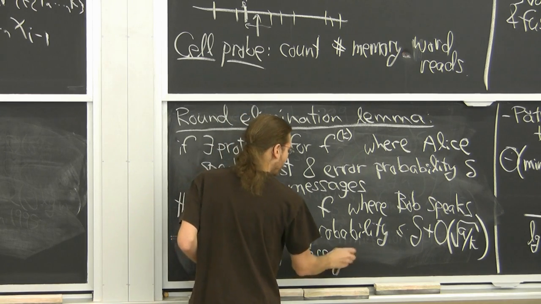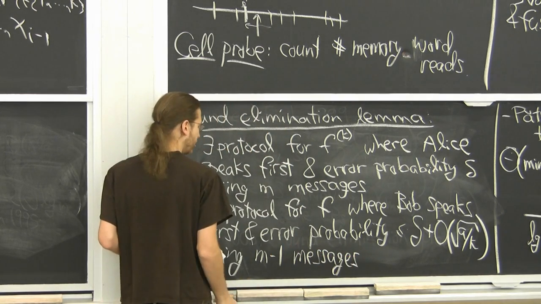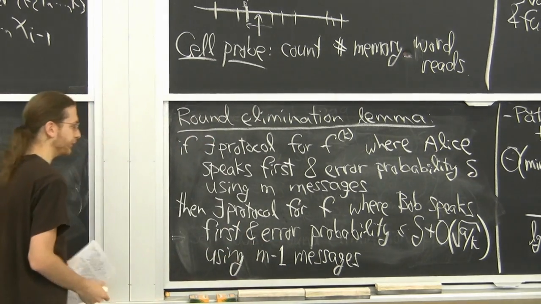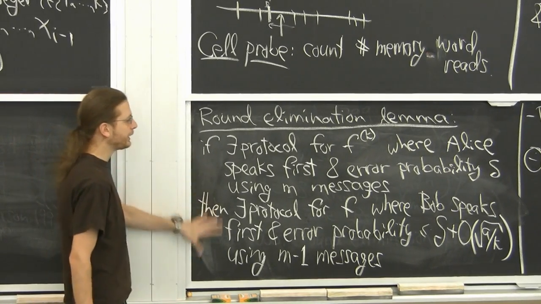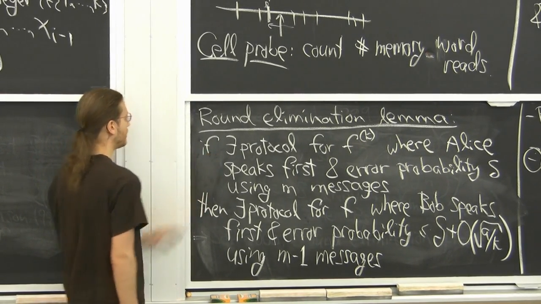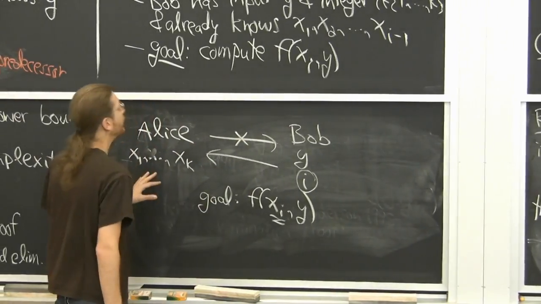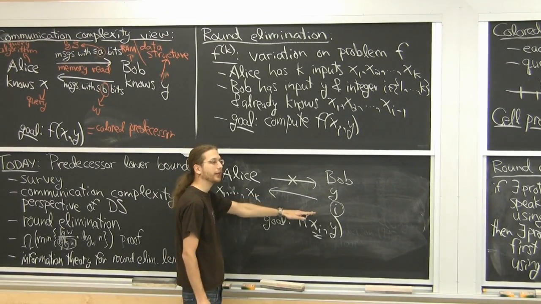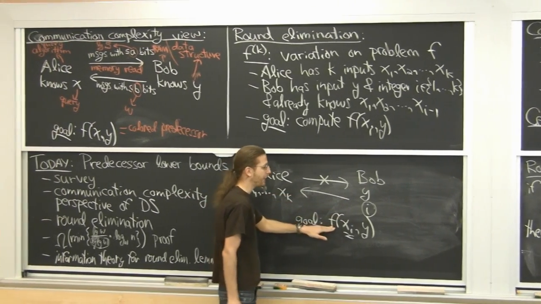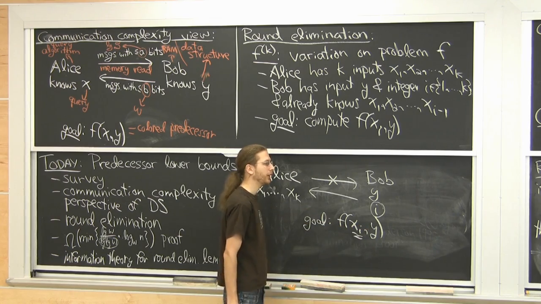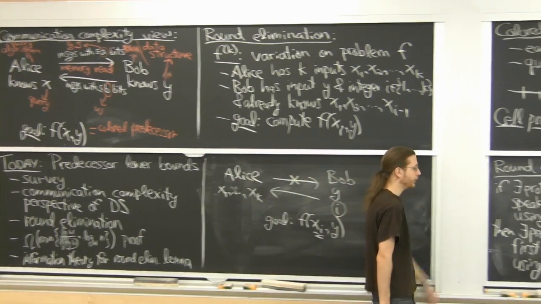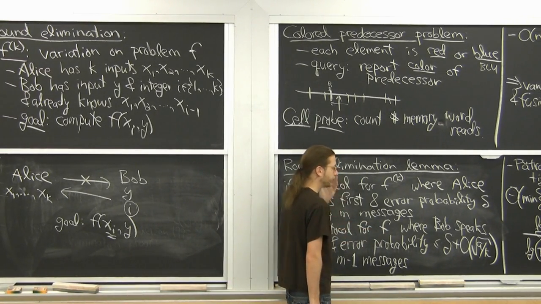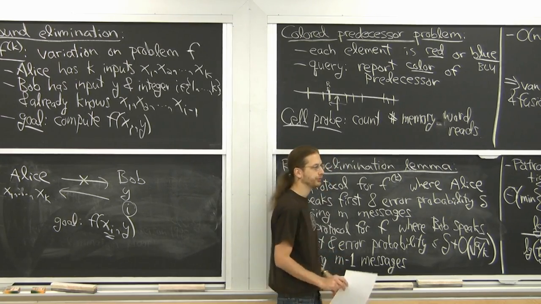Ultimately we care about rounds, which are pairs of messages, but we're going to count messages and then, of course, divide by 2, you get rounds. So the idea is you can eliminate that first message that Alice sent. The difference is before you were solving this f to the k problem. If you start with Bob, then of course you know what i is, and so then your problem just reduces to computing f on xi comma y. So you don't get a protocol for f to the k anymore, but you get a protocol for f. So we're going to iterate this process and eventually eliminate all the messages. That's the plan.